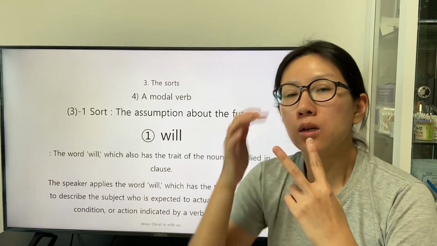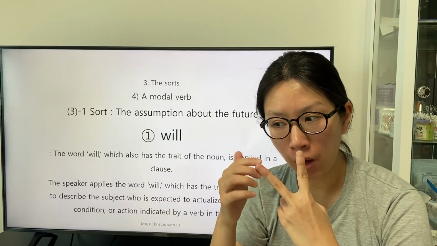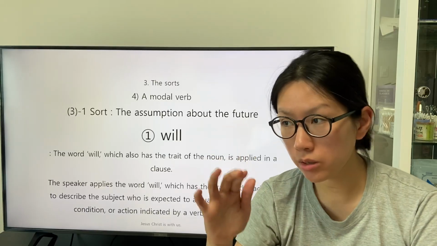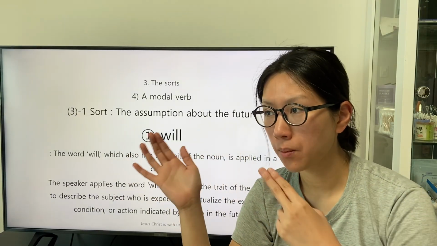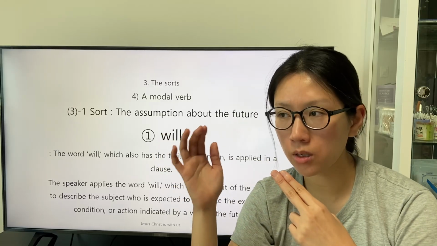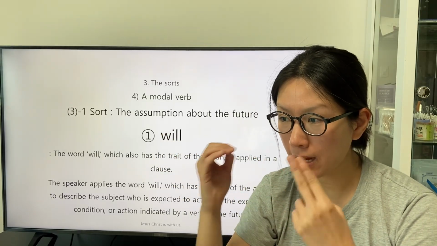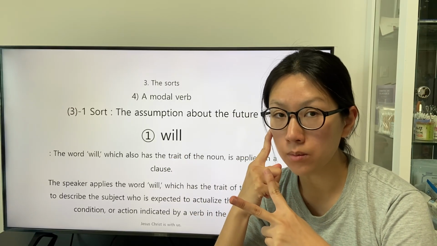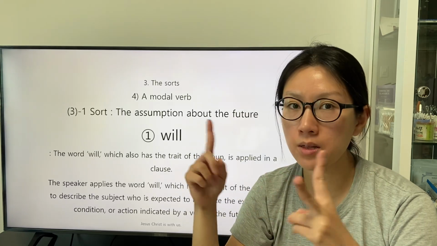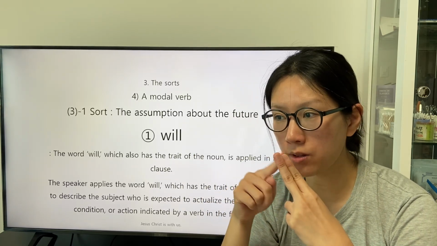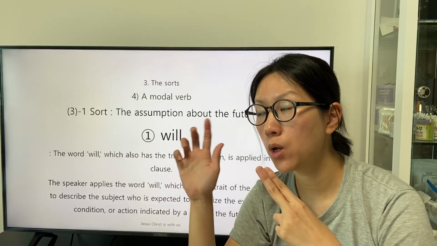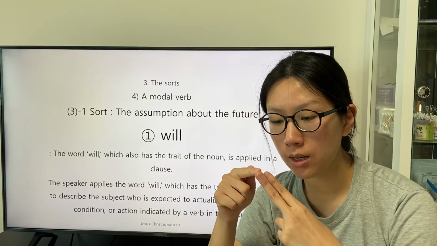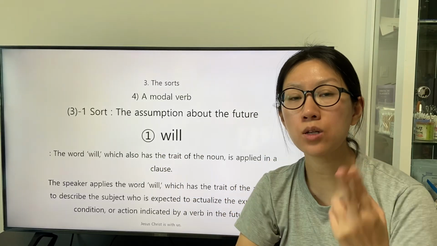But the fact that the speaker applies the modal verb would, could, might, or should can be understood from the fact that the speaker as the subject opens up the possibility that the subject actualizes the definition of the verb described by the modal verb would, could, might, or should at the present right away.